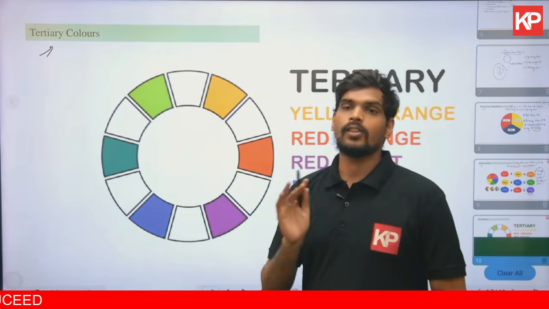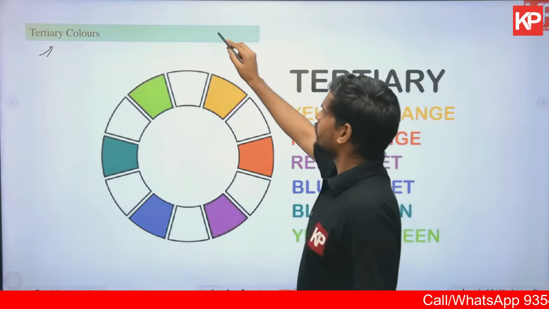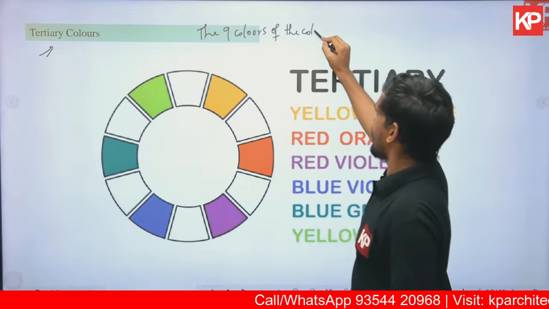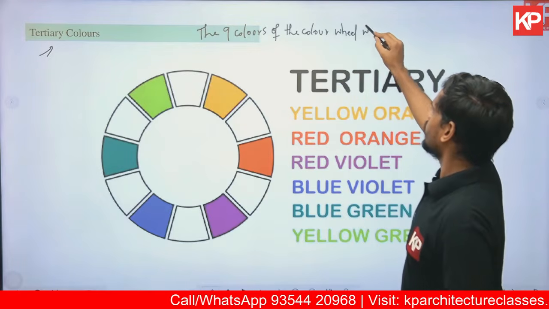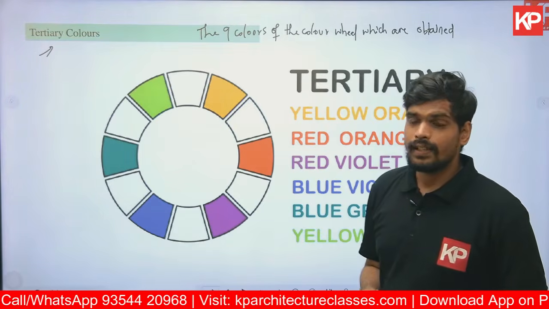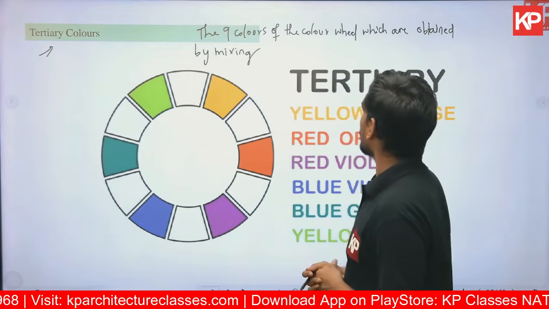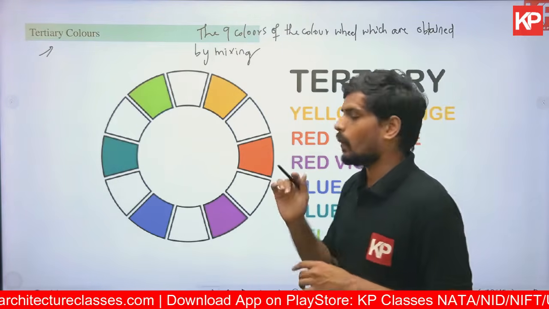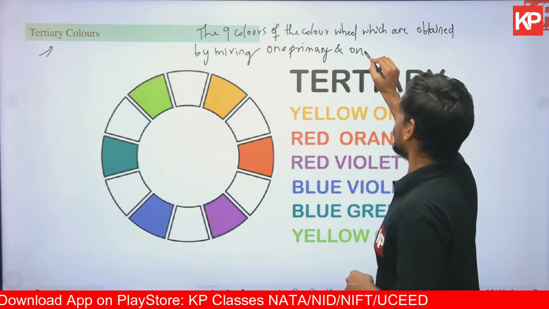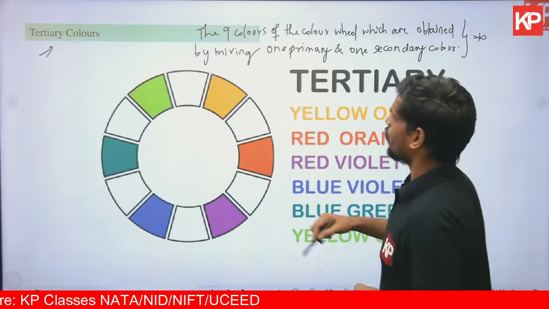Tertiary colors are those 6 colors of the color wheel which are obtained by mixing one primary and one secondary color. So that's the first point under tertiary colors.